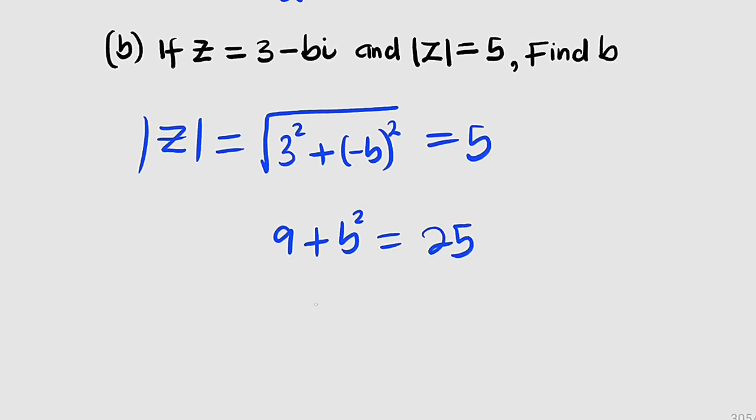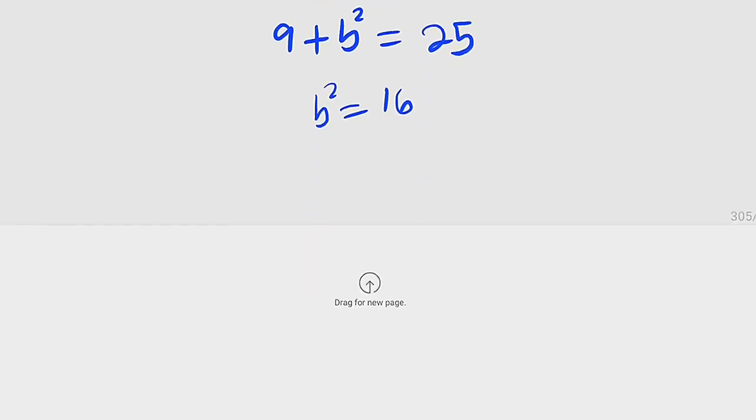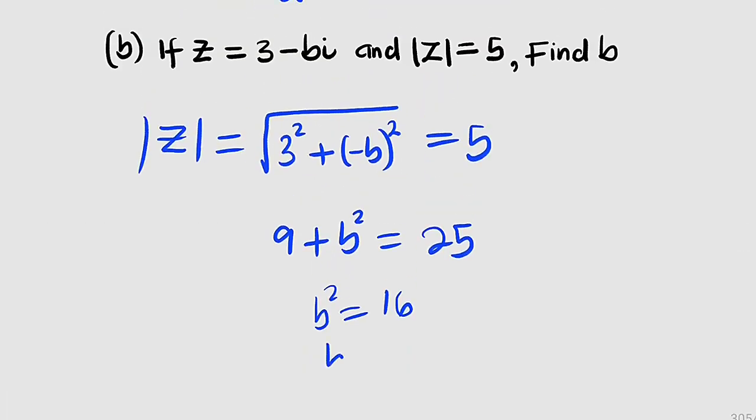Take 9 to other side, we have B squared equal to 25 minus 9, which is 16. Take square root of both sides. Finally, you can see that B is either plus or minus 4.